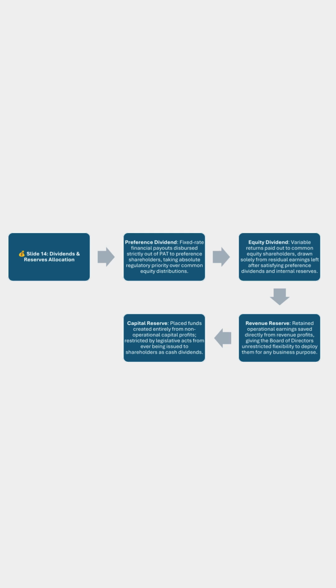A revenue reserve is built out of regular revenue profits and can be spent on any expansion project the directors choose. Conversely, a capital reserve is built out of one-off capital profits. By law, capital reserves face tight regulatory restrictions and can never be used to distribute cash dividends to shareholders.